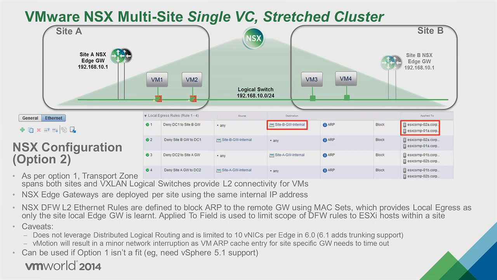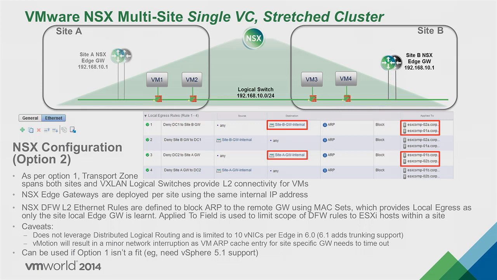What this means is that when the virtual machines over here ARP, the only device that will respond to 192.168.10.1 is the site A gateway. So all traffic will use the local gateway. And then over in site B, we have basically the reverse firewall rules, where we're blocking any VMs in this site from learning about site A's gateway. So traffic here will use the local gateway as well.